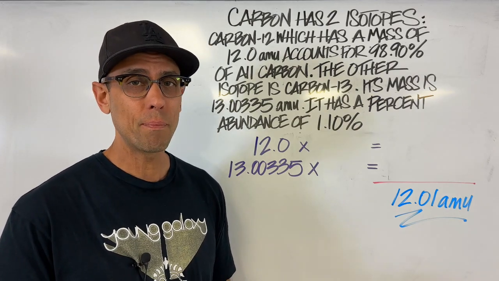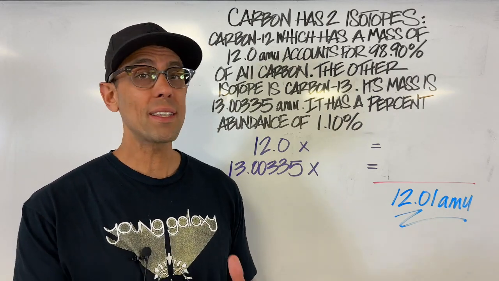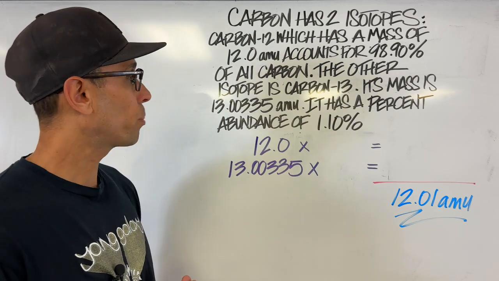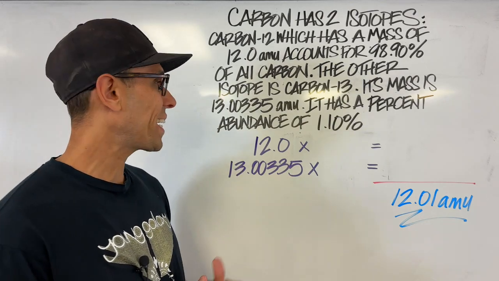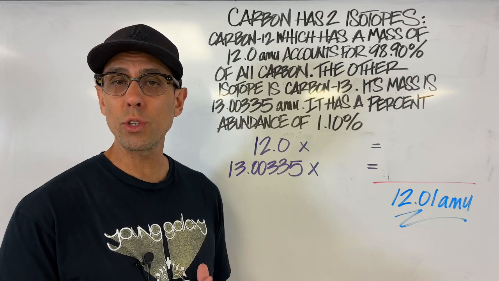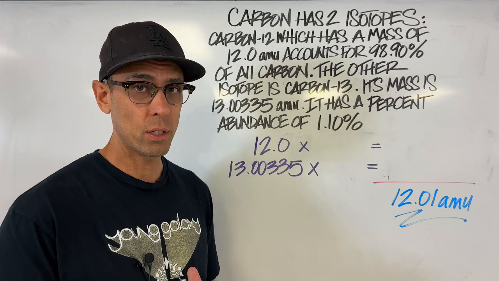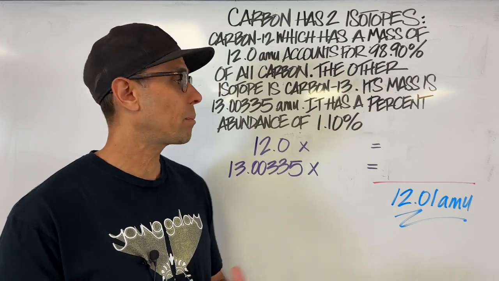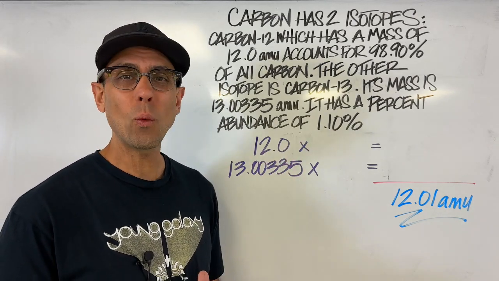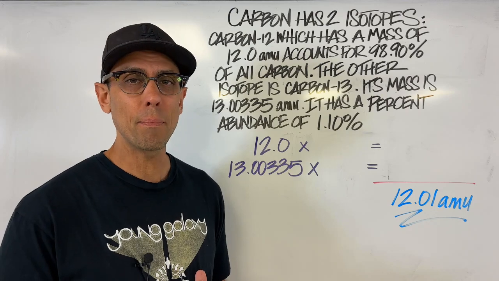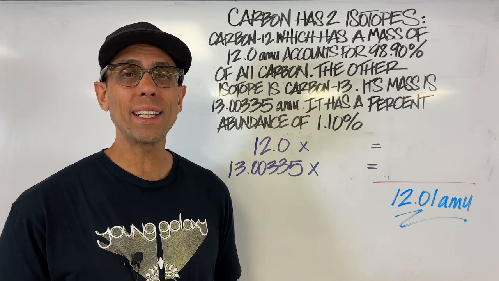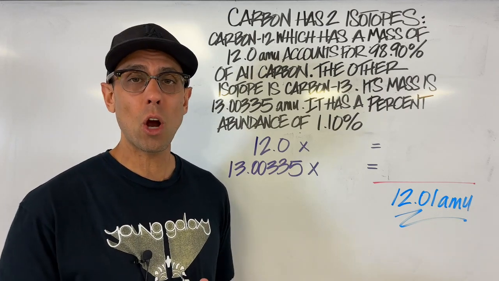98.90% of the time. The other isotope is less common. It's a little bit heavier. It's known as carbon-13 and has a mass of 13.00335 AMUs. This type of carbon atom is only found 1.10% of the time. Now again, we want to find what the atomic mass is for the element carbon.